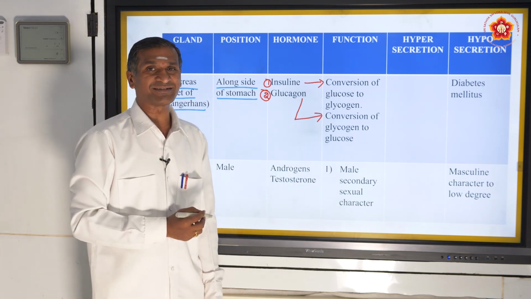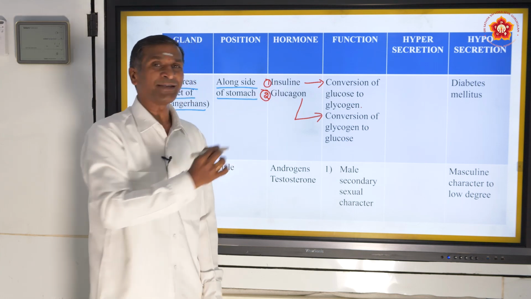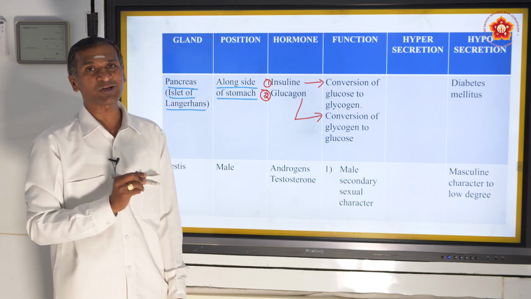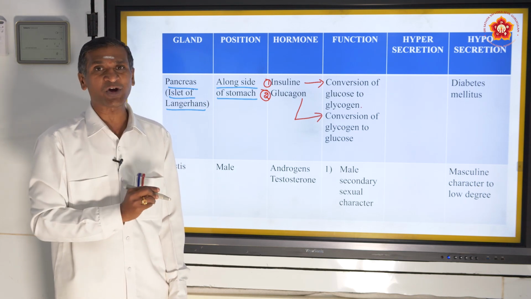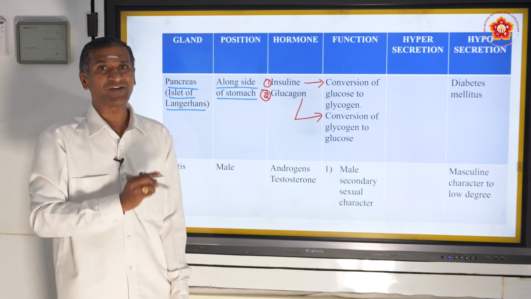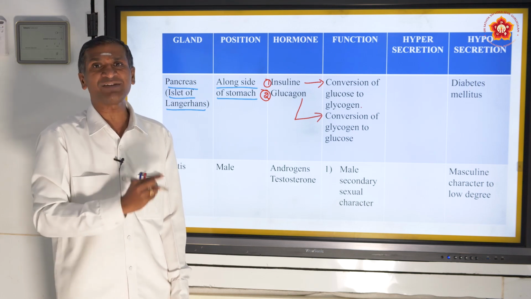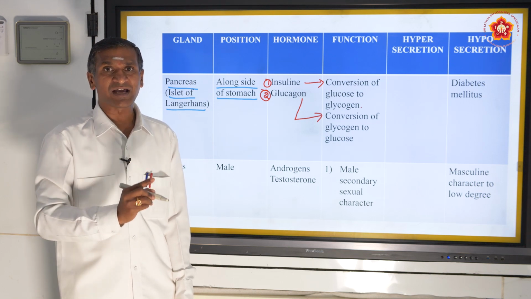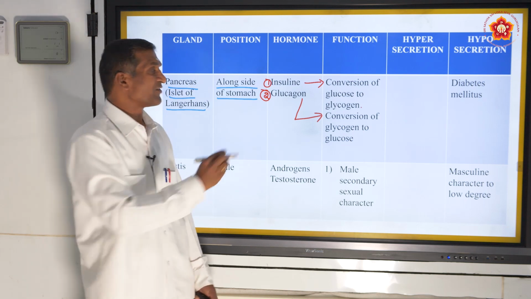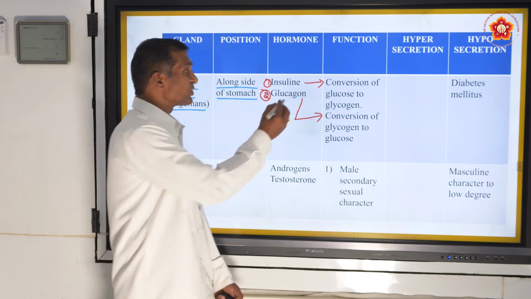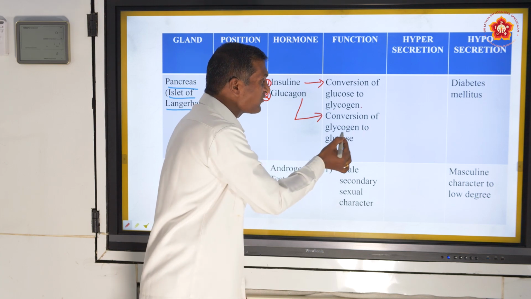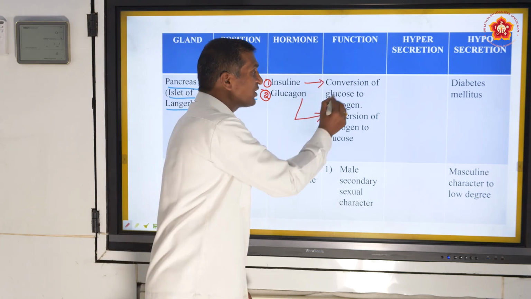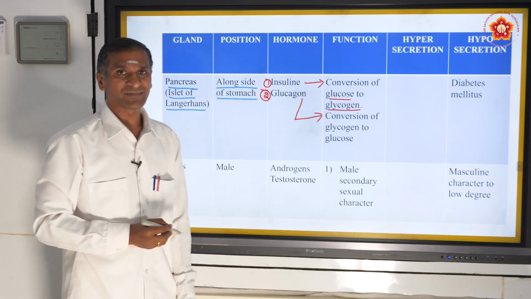Never get confused here, dear students. Insulin converts excess glucose into glycogen, and that glycogen is stored in the body, in the liver. Whenever there is starvation and no food, still we can do our activities. During those emergency situations, the glycogen gets converted into glucose with the help of glucagon. So glucagon: conversion of glycogen into glucose, and insulin: conversion of glucose into glycogen.